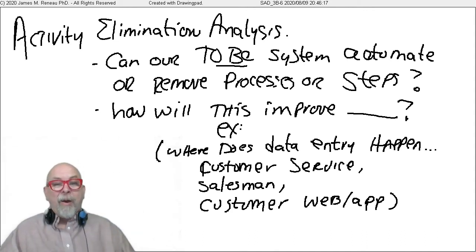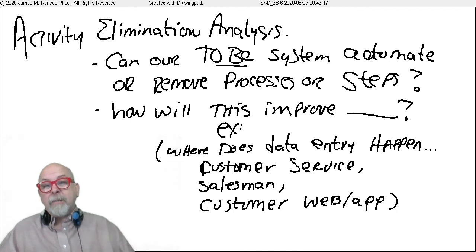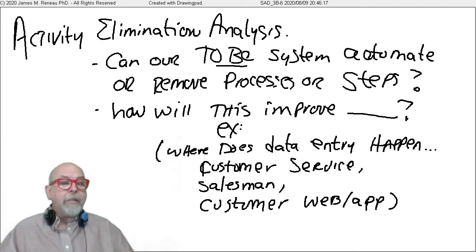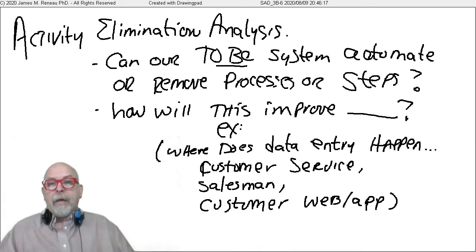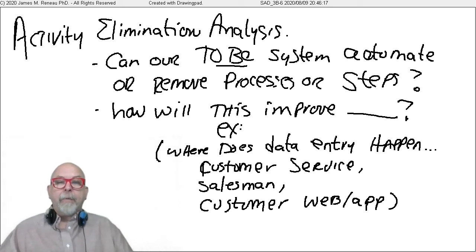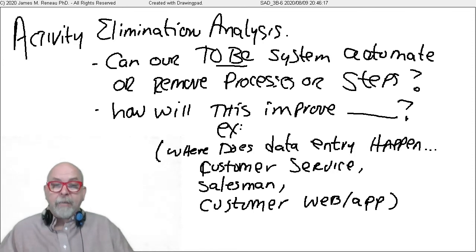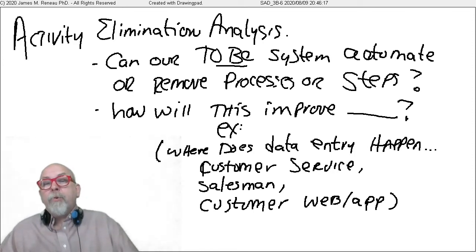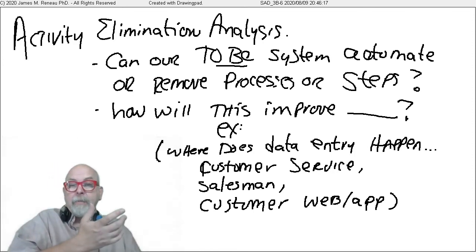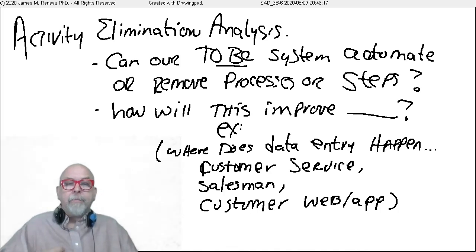And are there things we can remove from the system? Are there activities that the old system made us do that we don't need to do anymore? Can our new to-be system automate certain activities or remove the processes and the steps? And that's important to know. How will it improve our lives, our business, our processes?